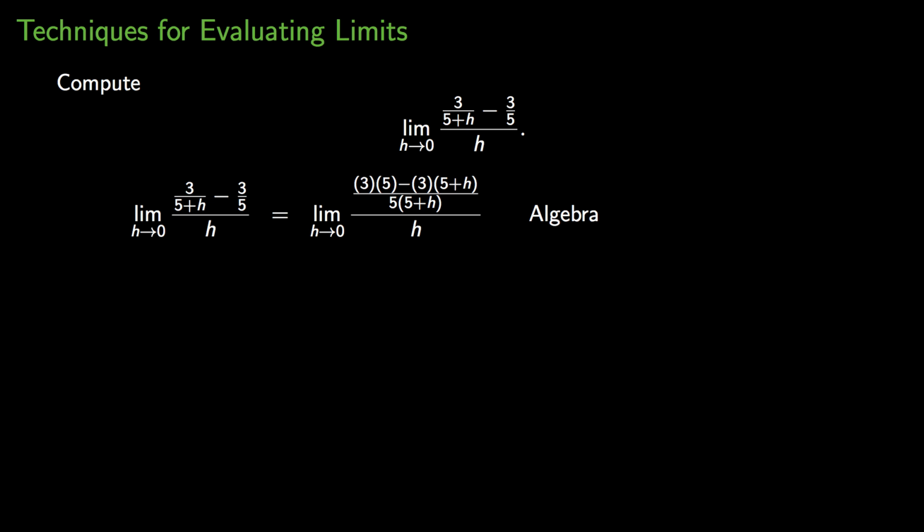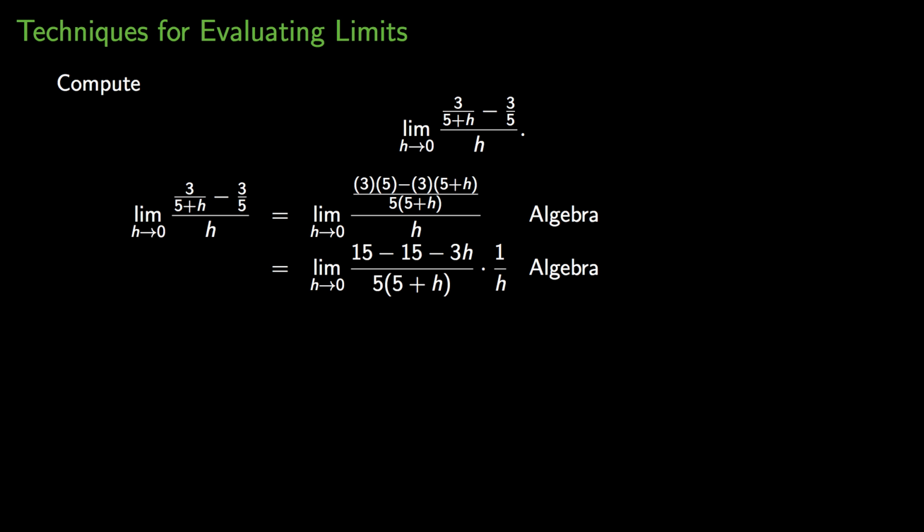And so I've chosen to do what's usually called the bow tie method. I multiply 3 times 5 minus 3 times 5 plus h. And it's all divided by 5 times 5 plus h, and that's all reflected right here. And I've copied down this h here. I haven't done anything with it yet.